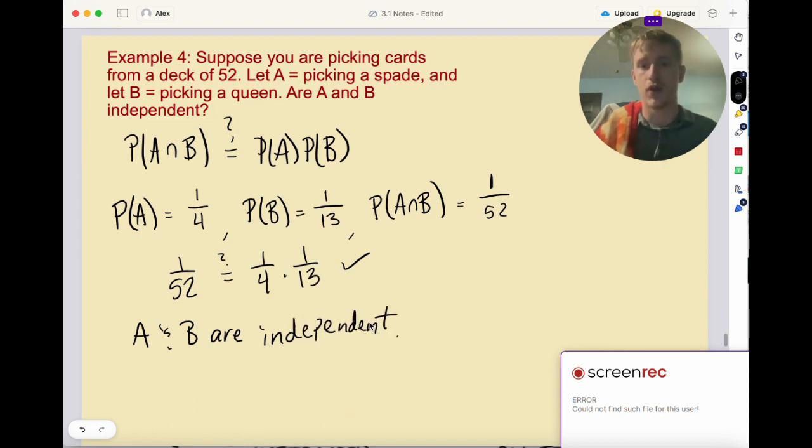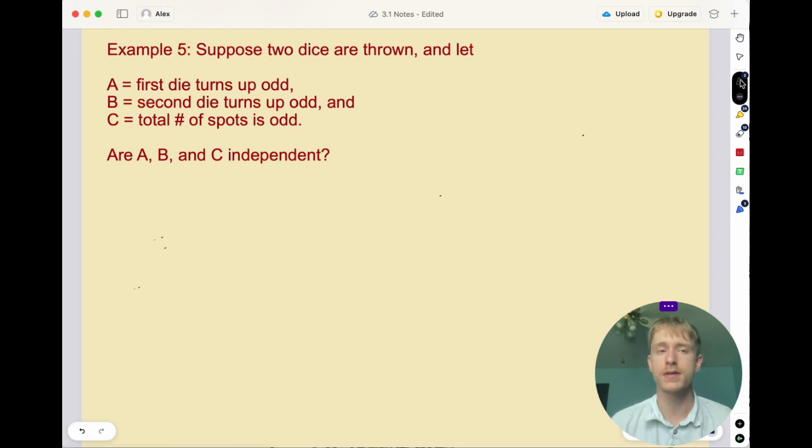Okay, let's do another example. Suppose 2 dice are thrown, and let the event A be that the first die turns up odd, B be the event where the second die turns up odd, and C be the event where, if you count the total number of dots, you get an odd number. So the question is, are events A, B, and C independent?